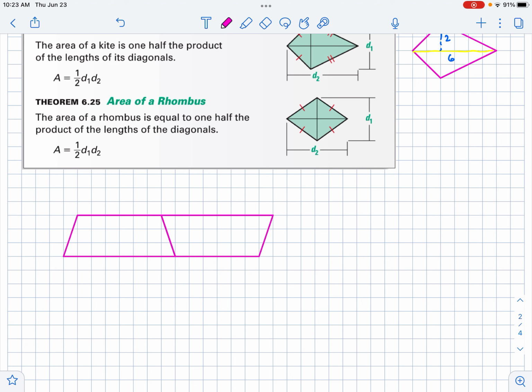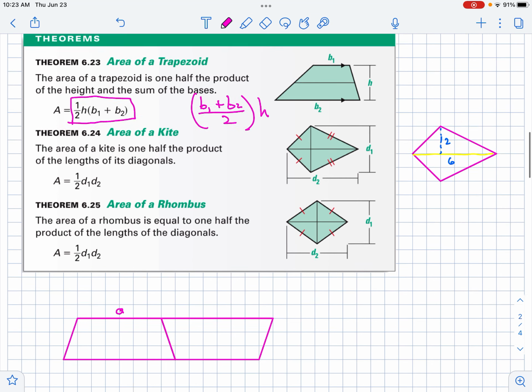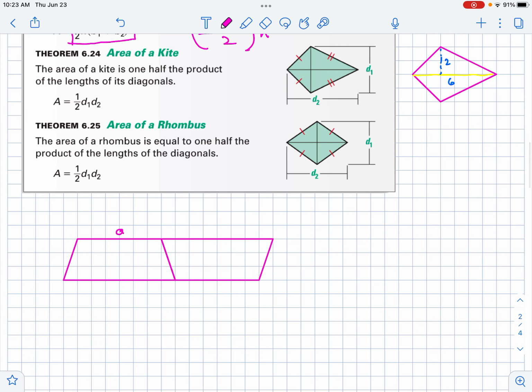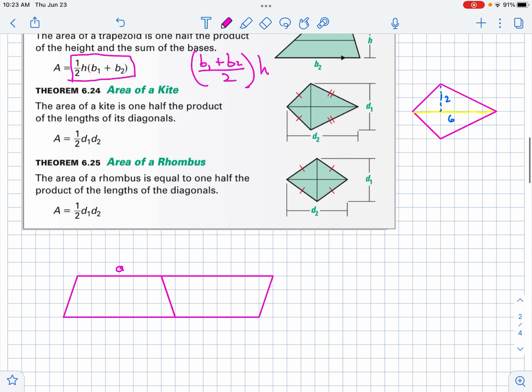Now, look what I've got. Let's suppose that this is a base. Let's just suppose this is, well, I want to be consistent with their notation. This is base 1 and this is base 2 down here. So this is base 2 and this is base 1. Okay, now notice that what we've got now is a parallelogram with this height.